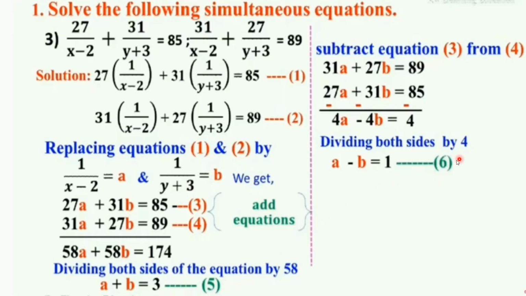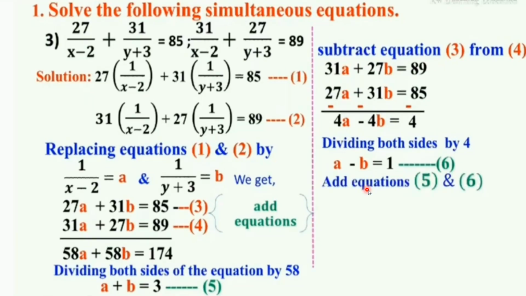Here I got a new set of equations. What are they? a plus b is equal to 3 and a minus b is equal to 1. Now what am I going to do? Yes, all of you are guessing already, isn't it? So what must I do? I should add equation 5 and 6.